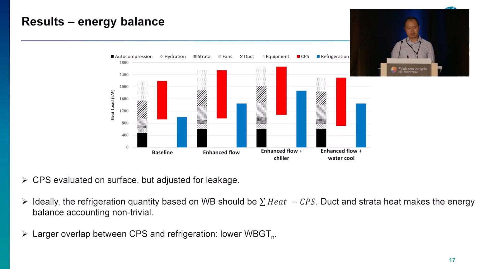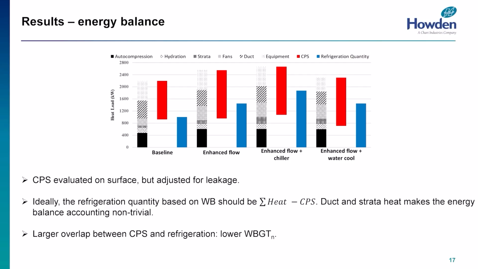Okay, on this slide, we've got a bar chart showcasing the energy balance for all 4 scenarios. And how we interpret this is the black and white bar chart is just the summation of the heat sources. The one in red is CPS, and the one in blue is refrigeration quantity. The way the CPS in this study was calculated was I observed it from surface, and then I prorated it based on the expected leakage. Ideally, the refrigeration quantity based on the wet bulb temperature should simply be the combination of heat sources minus the CPS. What was interesting to note is that because duct and strata heat was included, that has a tendency to make the energy accounting balance non-trivial.